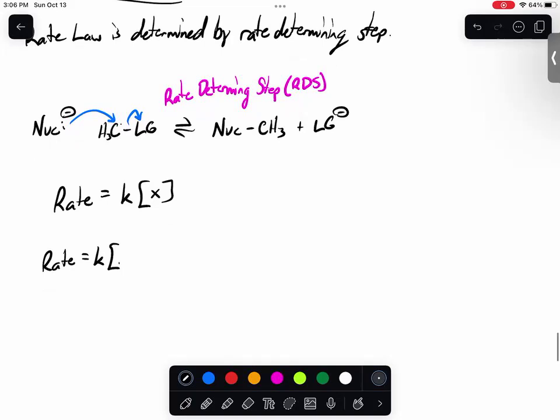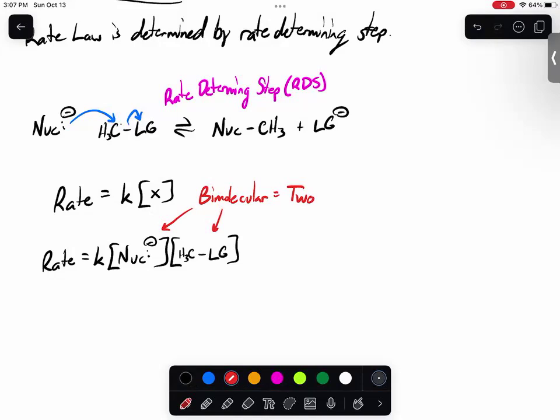So in this case, the rate is determined by the nucleophile concentration times the concentration of the alkyl with the leaving group. And this is where the name for SN2 comes from, right? The name for SN2 is bimolecular nucleophilic substitution. And so these right here are our bimolecular statements because it is two molecules interacting in the rate law.